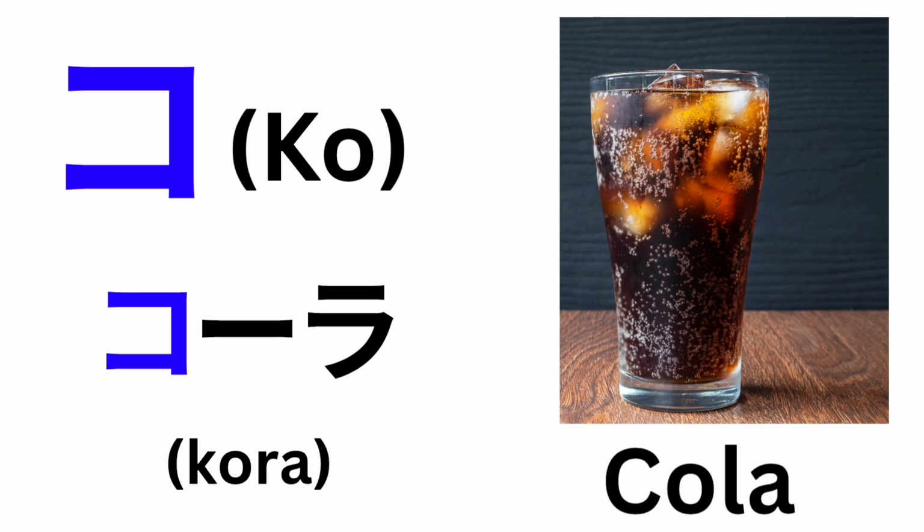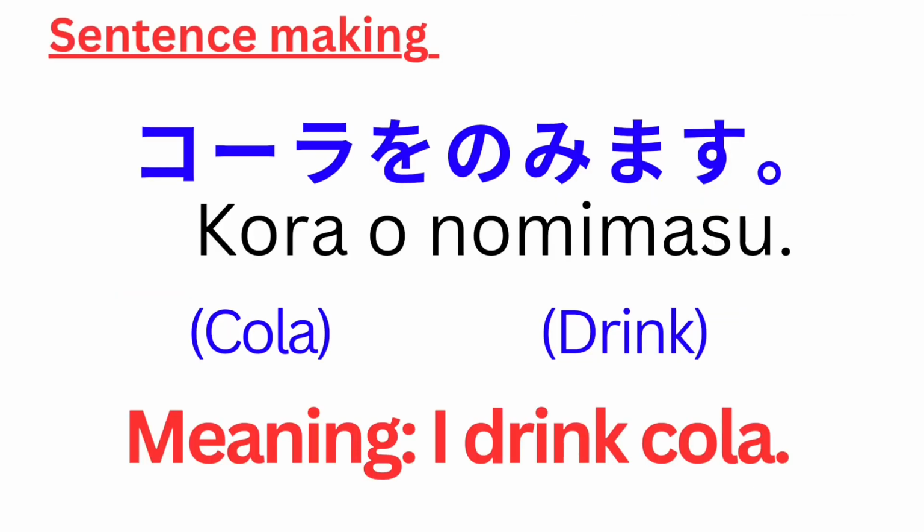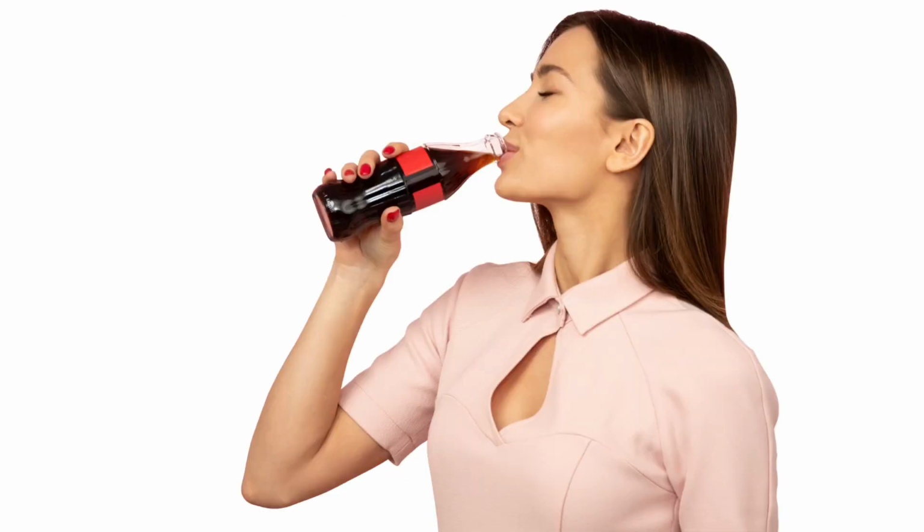Next we have ko. Ko. Example word, cola. Cola means cola. Let's see the example sentence. Cola o nomimasu. I drink cola. Cola o nomimasu.